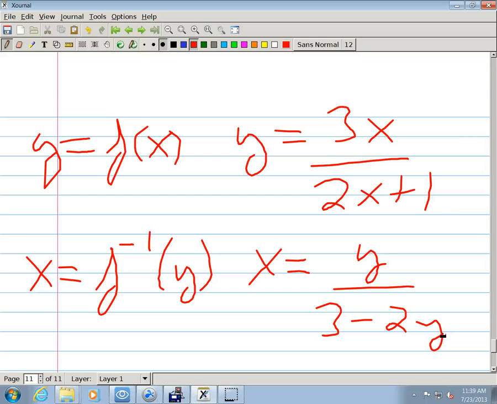In other words, in f, the input is x. In f inverse, the input is y. But if you're graphing on the same set of axes, x is the input. So to compare them, I'm going to have to switch it around to graphing y equals x over 3 minus 2x, just to see that geometric relationship. Alrighty? So let's do that.